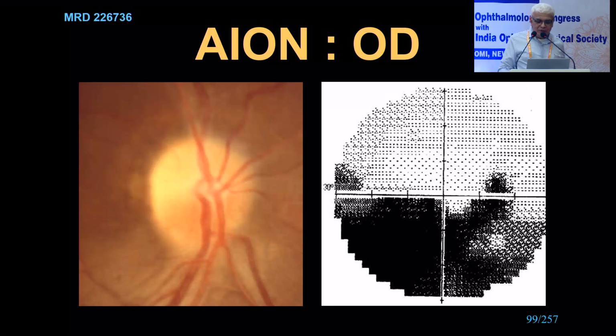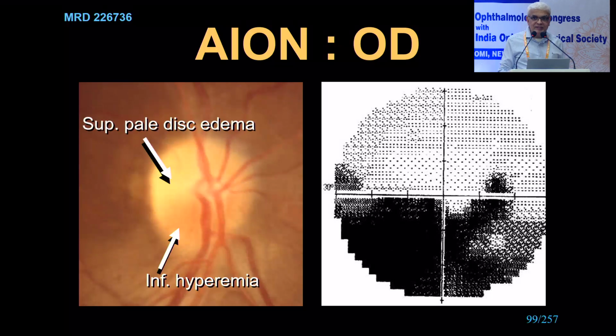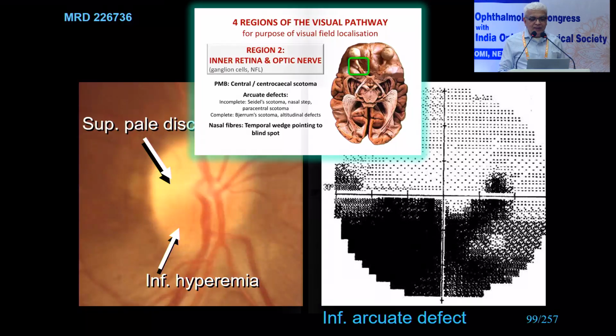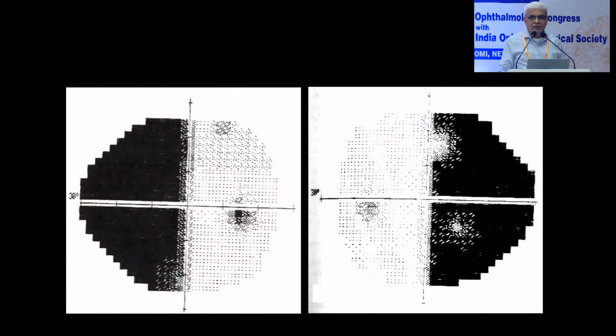This patient happened to have an ischemic optic neuropathy. You can see the upper disc pallor. Pallid edema is corresponding to the inferior field defect. Okay, so this is very clearly region 2. This one, for those of you who've seen this field, please hold on.